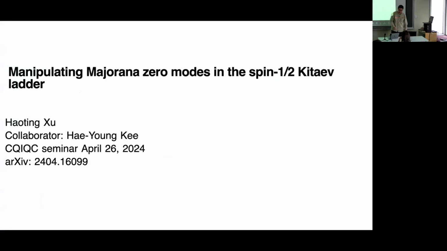Yeah. So, hi everyone. I'm Haoting. I'm from Professor Haoting Xu's group, and today I'm going to talk about our recent paper, which was posted on arXiv yesterday, and it's called "Manipulating Majorana zero modes in the spin-1 level."